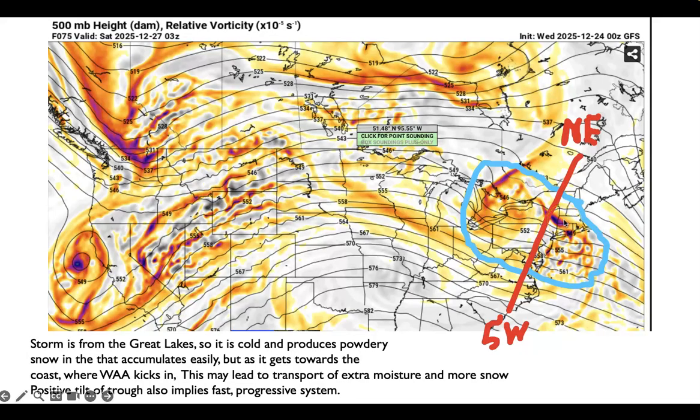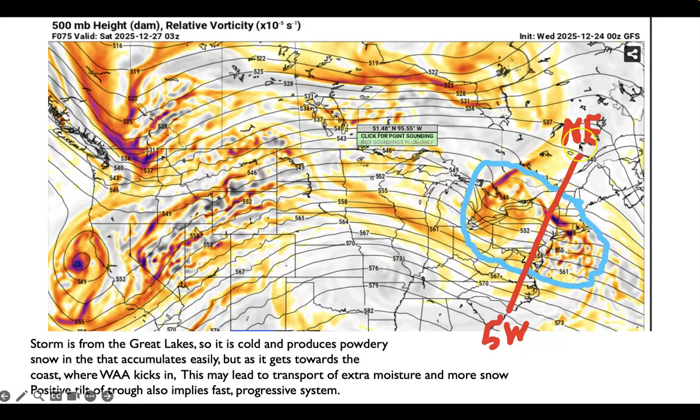And I do believe that this piece of vorticity here, this vortmax, may create an intense snow band from southeastern New York through the lower Hudson Valley into northern New Jersey and northeastern Pennsylvania. So let's just pay attention to that.